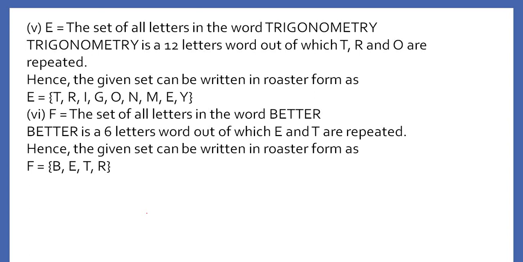Next, the set F containing all letters in the word better. Now in this word E and T are repeated, so we will take only once. Therefore the different letters are B, E, T, R. Therefore the set containing the elements B, E, T, R is the roster form, since the elements are separated by commas and they are listed in curly brackets.